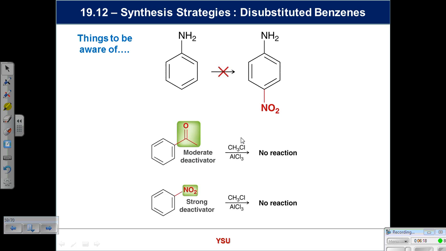If you try to do a nitration reaction on aniline, aminobenzene, it doesn't work. It does not give you that outcome. Any ideas why?